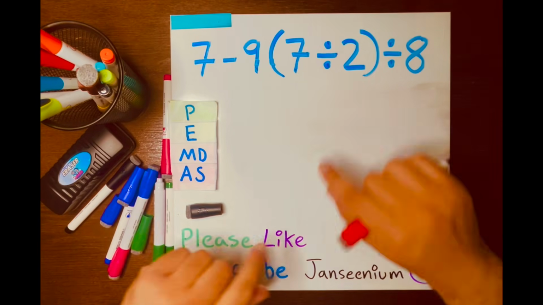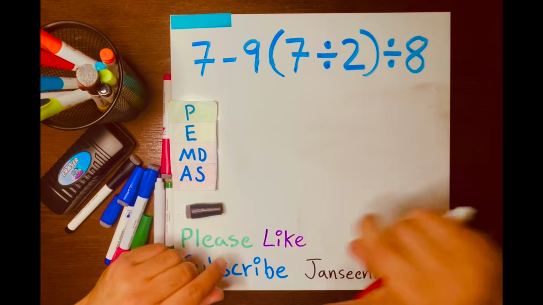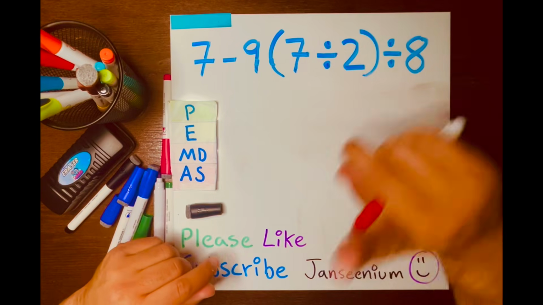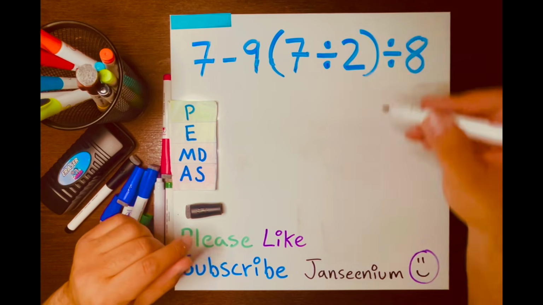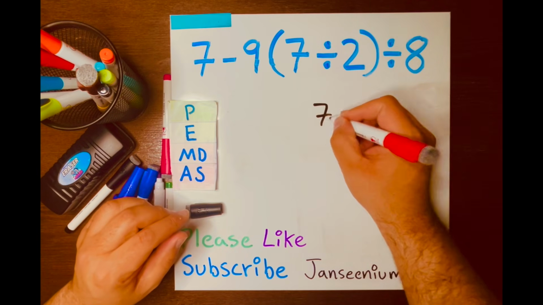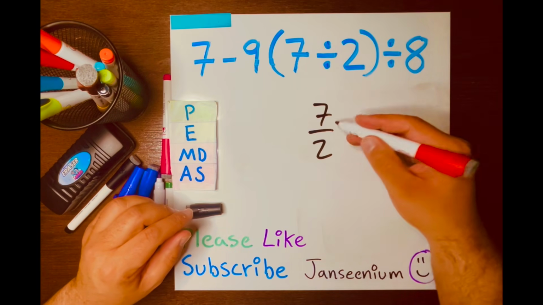Hi everyone, don't start with 9 times 7 and then 9 times 2. No, that is wrong. You are starting with 7 divided by 2 inside the parentheses. So what is 7 divided by 2? I don't know, so let's write that in fraction form to make the math fun and easy.